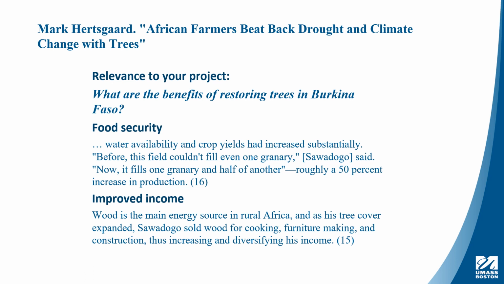Also, growing trees among the crops gives farmers another source of income. Hertzgard writes, quote, "Wood is the main energy source in rural Africa, and as his tree cover expanded, Sourdough sold wood for cooking, furniture making, and construction, thus increasing and diversifying his income." So these are two of the benefits of allowing these trees to grow in among the crops on his farm.